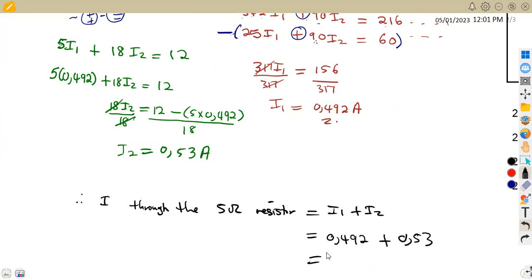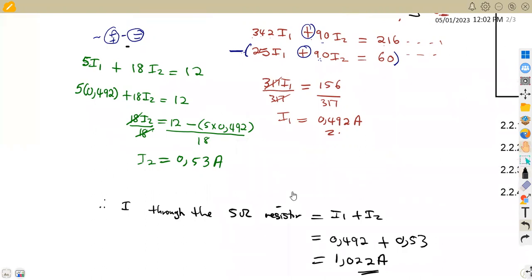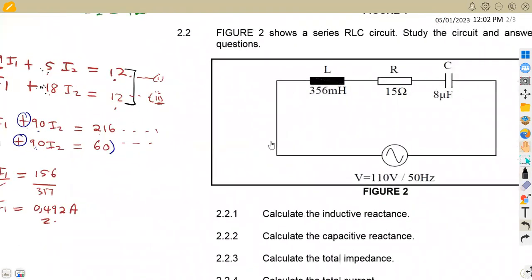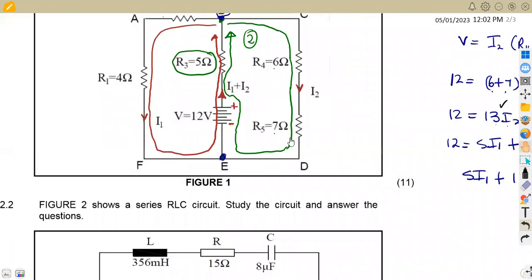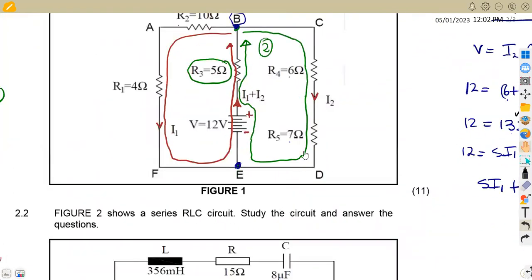All right, so this is what you're going to have in this case. So we simplify this value. You're going to have something like 1.022 in what? In amps. So this is going to be the answer now for the current through the 5 ohm resistor in this case. So you have to be careful with the question that you're given. Answer the question. The question is asking you to calculate the current that is in the 5 ohm resistor from Kirchhoff's law. So these are the parts that you're supposed to take. We move on to the other part.